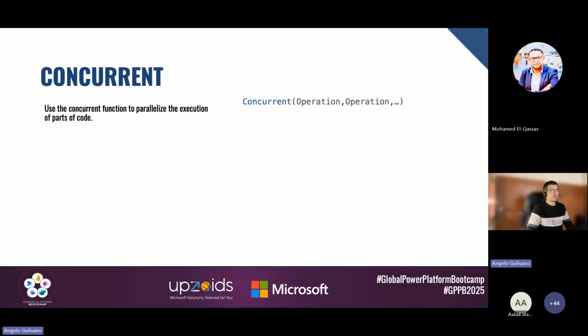Another tip is Concurrent. Concurrent is a function that allows us to parallelize the execution of parts of code. For example, if you have to do some operations, you can use Concurrent to execute them all together at the same time. Sometimes you can improve the performance of your application this way.